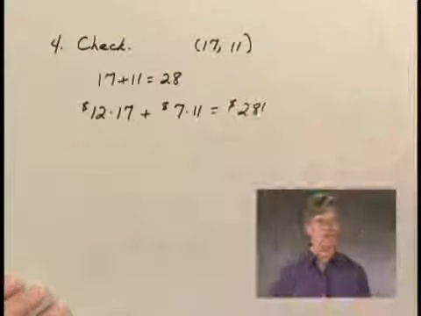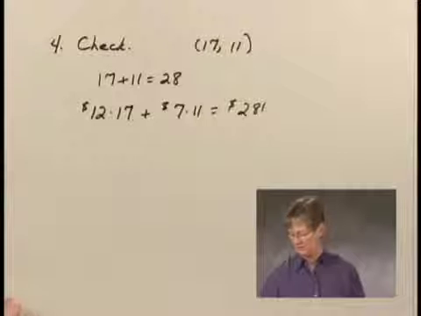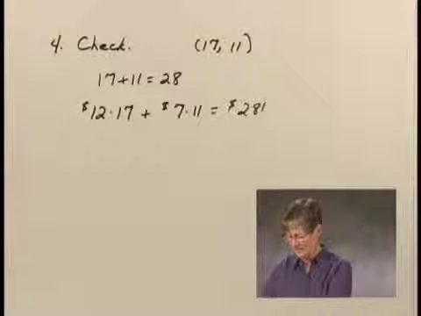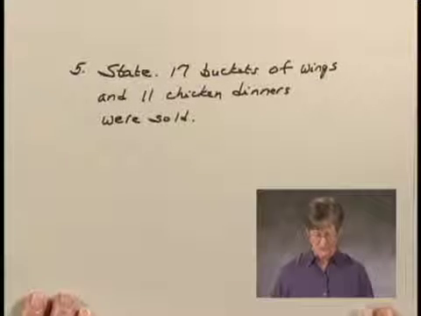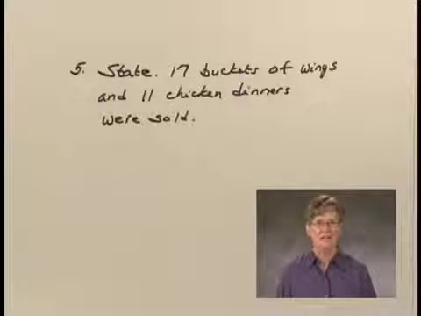So the answer that we found checks, and now we're ready to go to the fifth and final step in the process, which is to state the answer. And we say 17 buckets of wings and 11 chicken dinners were sold.